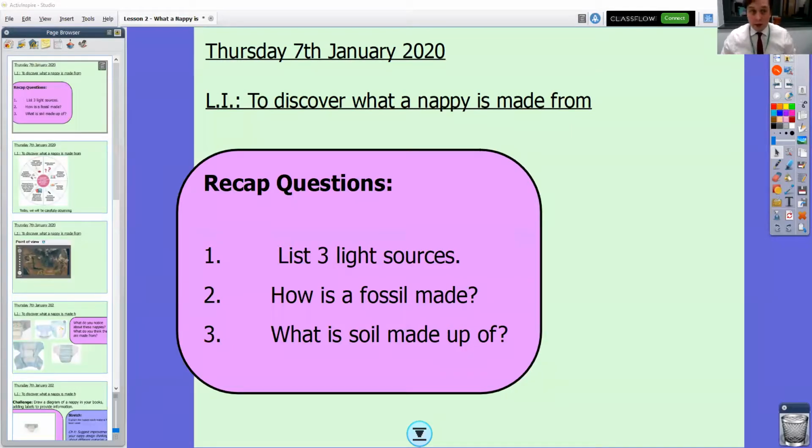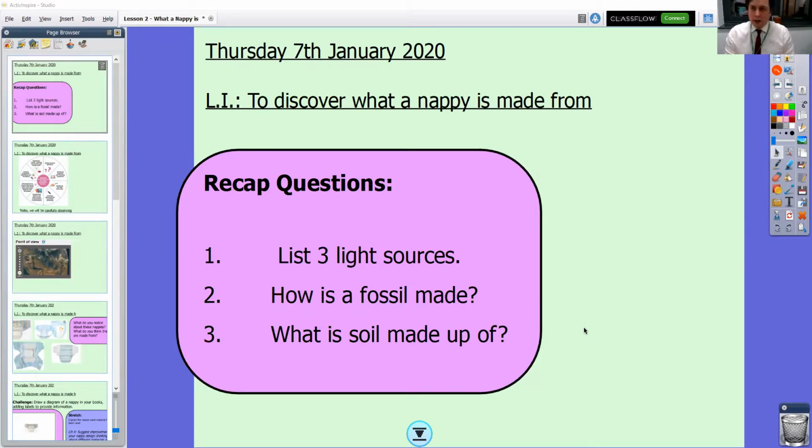Now, I know you've already had one bit of a session on this already, so I'm going to get straight into it by sharing my slides. Right, here we go. Our learning intention today is to discover what a nappy is made from. That's quite interesting, quite unusual.